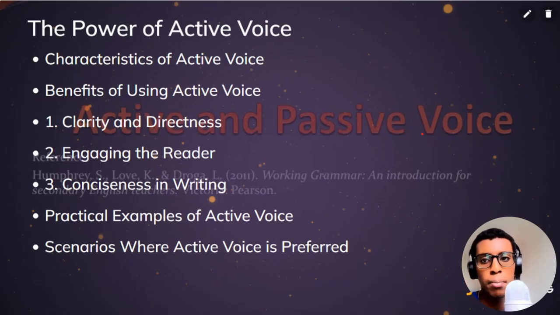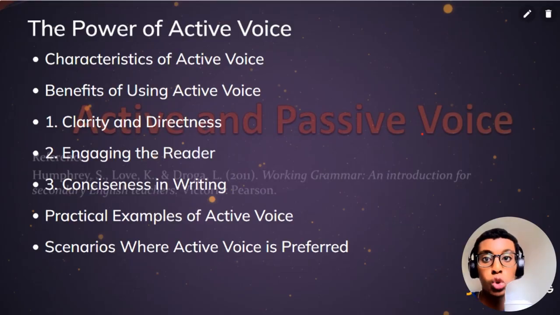Let's say you're writing about a team project. Instead of saying "the report was completed by the team," which is passive, you can switch to active voice, which reads "the team completed the report." This not only shortens the sentence, but also clearly attributes the action to the team, making it more dynamic.